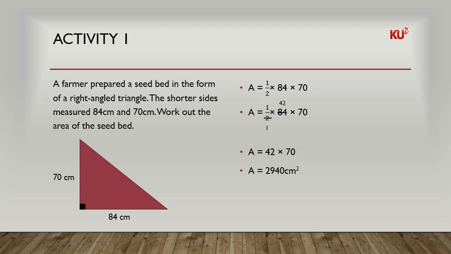So I'll not again ask myself how many times 2 can go into 70. You only use one number from the numerator. Then from there, you pick now 42 times 70. And you can see from your screen, it is 2,940 centimeters squared. Boys and girls, we move to activity 2 as we come to conclusion.